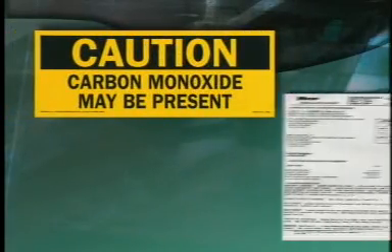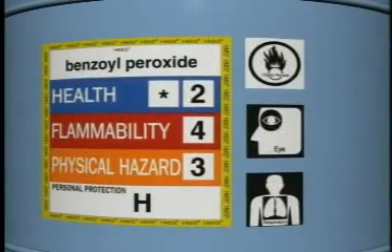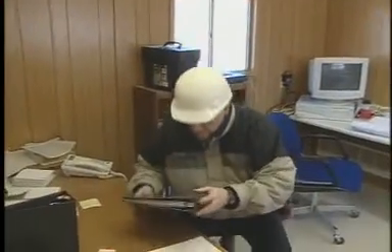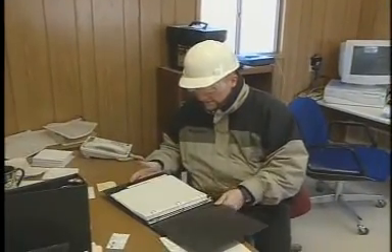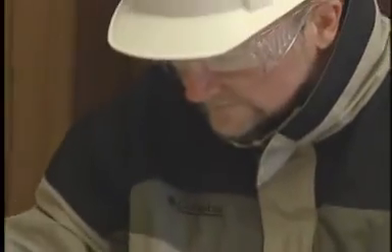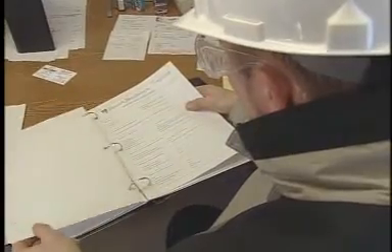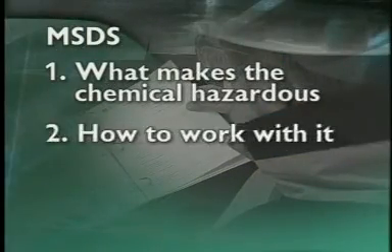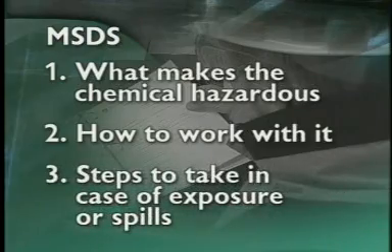Hazard communication also includes warning labels and material safety data sheets. You'll find warning labels on containers and equipment and in work areas. The Material Safety Data Sheet, or MSDS, identifies various chemicals you may encounter, for example, those found in a warehouse or storeroom. The MSDS tells what makes the chemical hazardous, how to work with it, and what steps to take in case of exposure or spills.